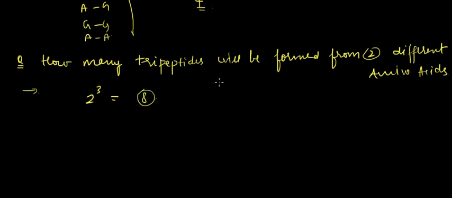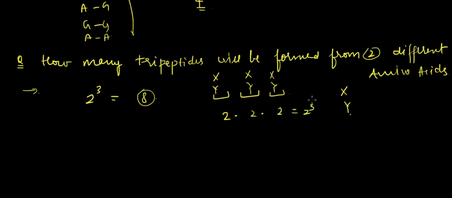Okay, so basically we have 3 boxes and we have two different amino acids. Let us say one is X and one is Y. At this place we can either have X or Y. Similarly at this place we can again have X or Y. Again we can have X or Y at this place. So 2 possibilities here, 2 here, 2 here, giving rise to 2 to the power 3, which is 8.